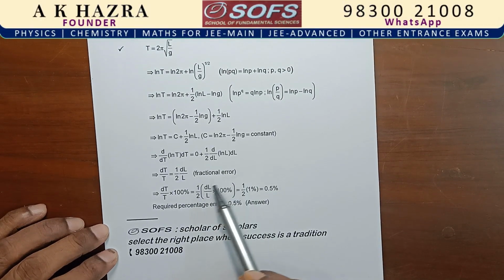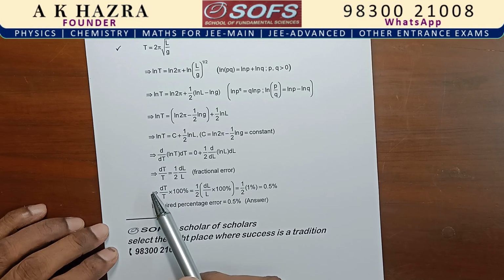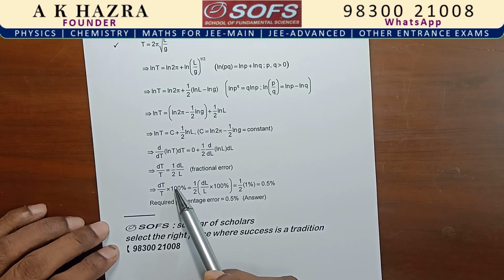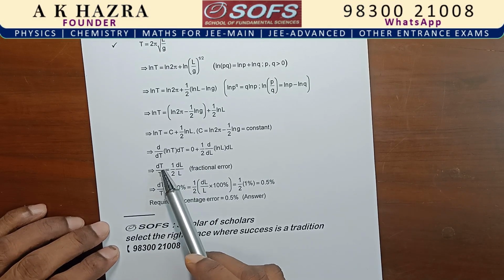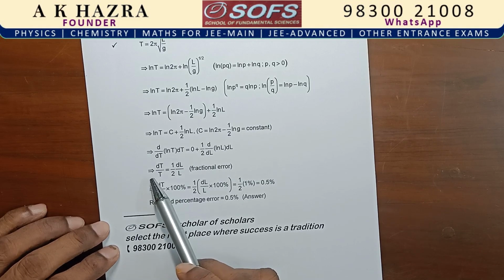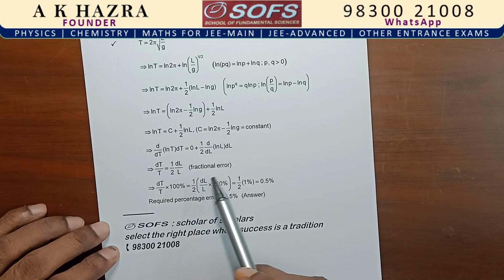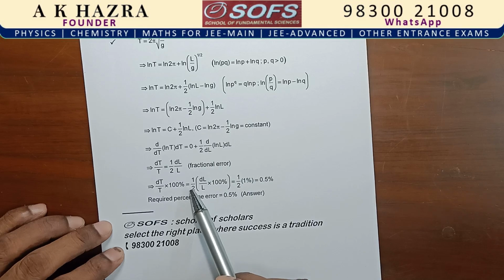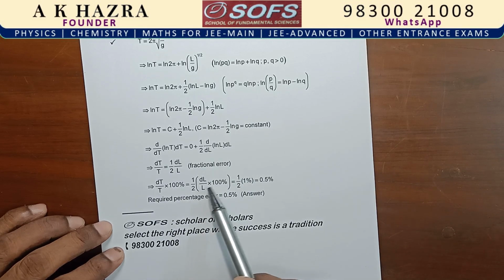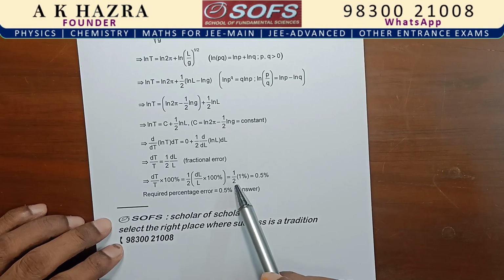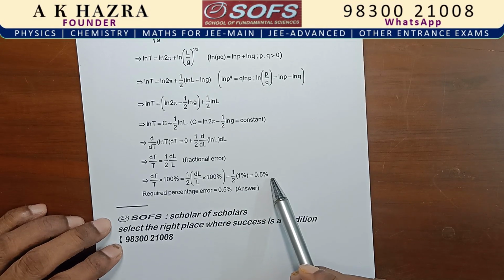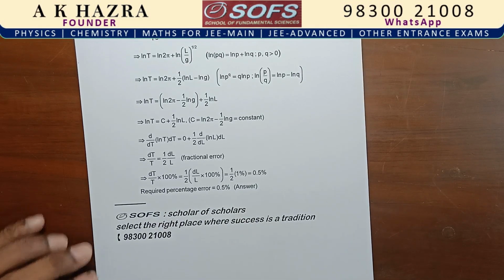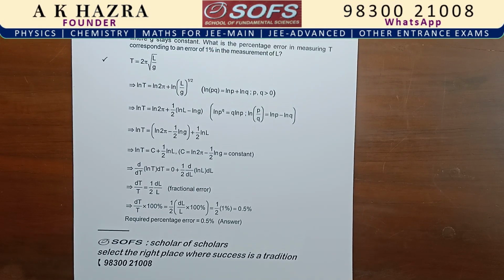And these are called the fractional errors. dT is the error in reading time period T. dL is the error in reading L, the length of the pendulum. So dT by T is the fractional error in measuring time, dL by L is the fractional error in measuring length. Percentage error means 100 is multiplied. So dT by T into 100% equals half, dL by L into 100%, percentage error. Now it is given half of 1%, so 0.5% is the percentage error in measuring the time period of the pendulum. Another application of the concept of differentials.